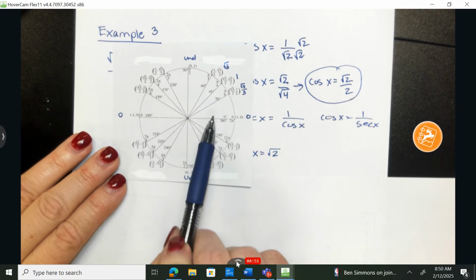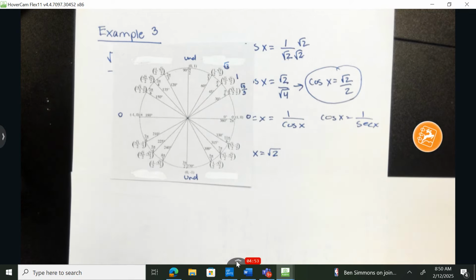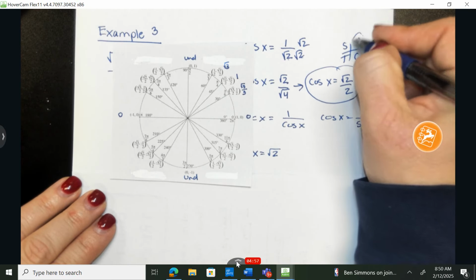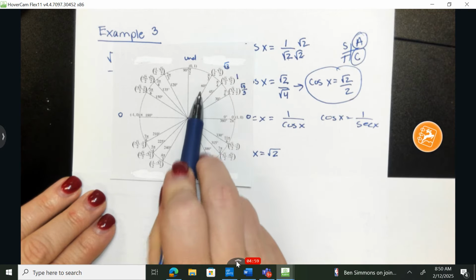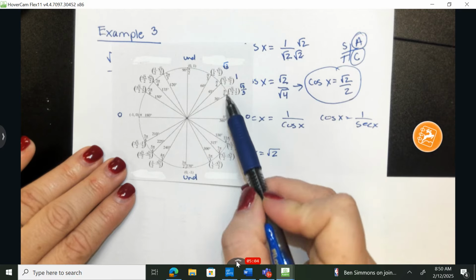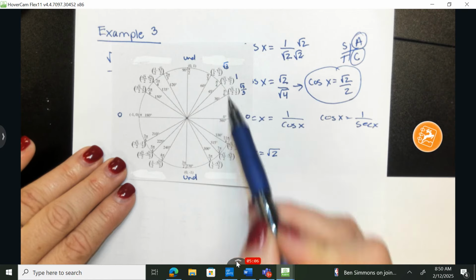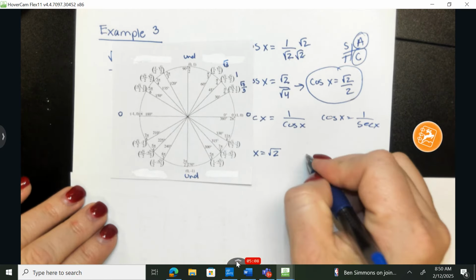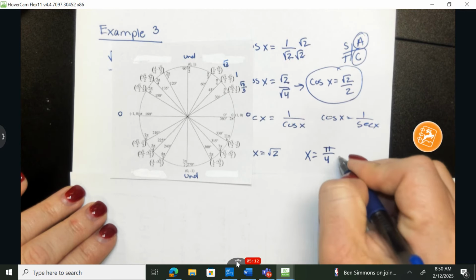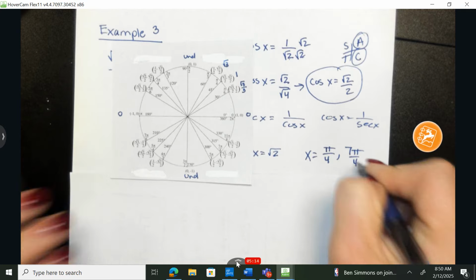So one revolution around, where do I find positive cosine values? All-Star Trig class tells me that the cosines are positive in quadrant 1 and also in quadrant 4. And so cosine being the very first value, it looks like it would be pi over 4 and also 7 pi over 4. So the solutions to this function would be pi over 4 and 7 pi over 4.